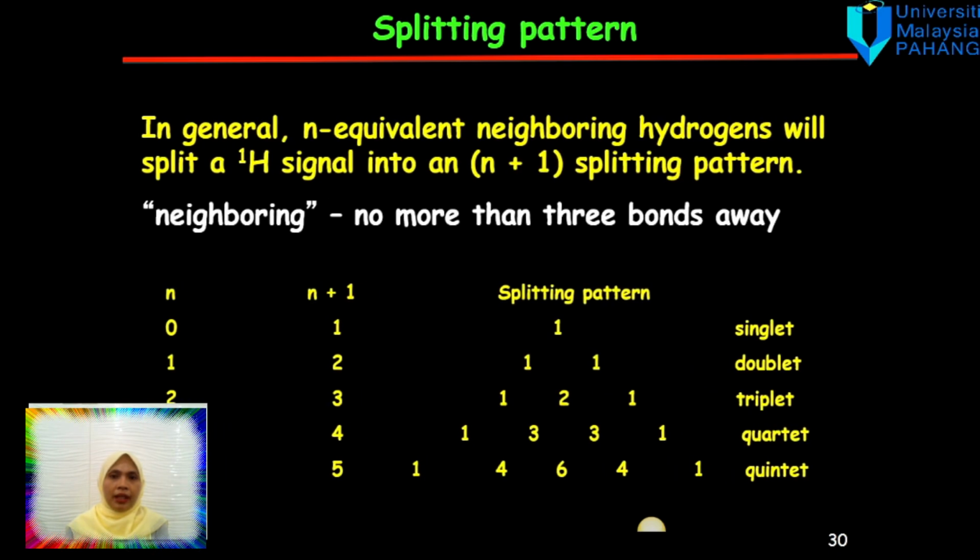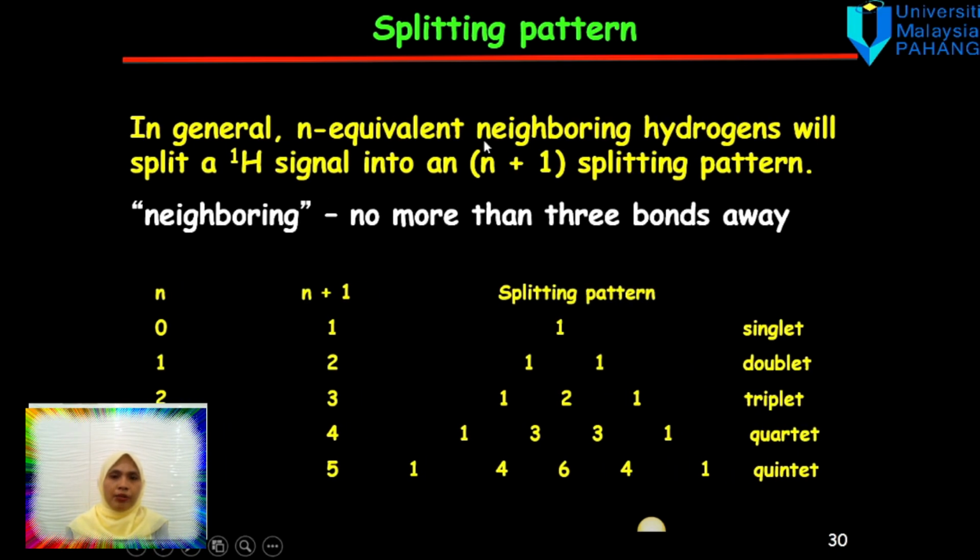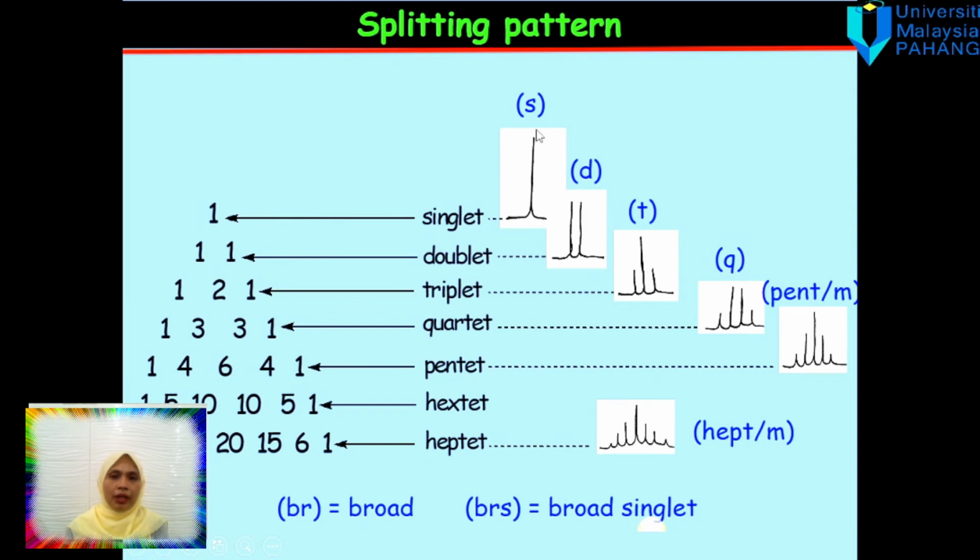Next example, the n+1 splitting pattern. How can we draw the peaks of the splitting pattern after using n+1? We have to follow the triangle tree. If the compound has one neighboring proton, it splits into a doublet. If it has two neighboring protons, it splits into a triplet. The peaks have different ratios, which are 1 to 1, 1 to 2 to 1, 1 to 3 to 3 to 1, 1 to 4 to 6 to 4 to 1.